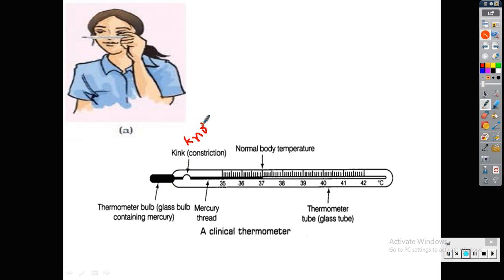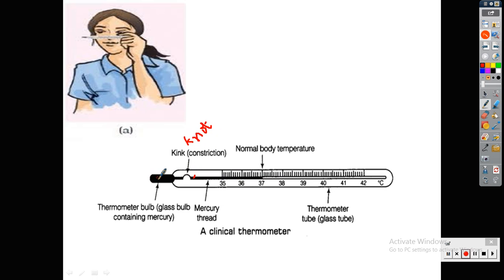Knot means it's a small tie, just a tie or a small crevice. Because of the crevice, the mercury cannot go down, otherwise all the mercury would fall back. So the rise of mercury becomes difficult afterwards. When it is coming down, the mercury will fall only up to here.